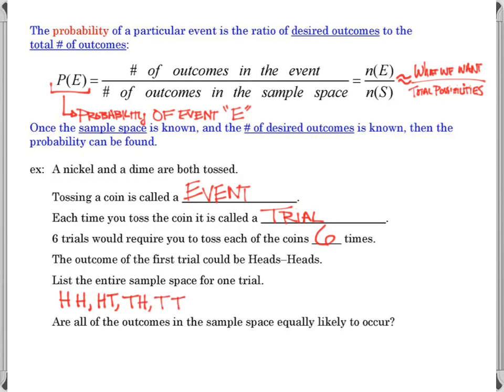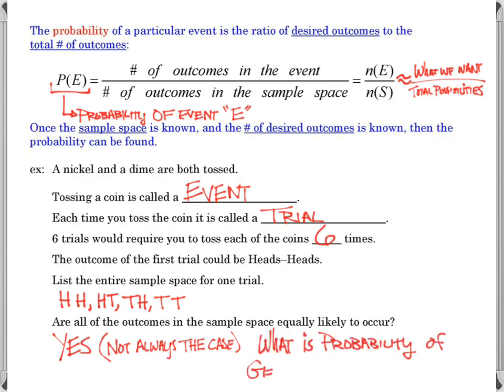We could list all of the different ways it could work. And again, this is our random piece, right? Not always likely that they're always going to be the same, but if we were to divide this up, we'd have the same probability of getting a heads and a heads as a heads and a tail. It's not something that is skewed one way or the other. So we can ask questions that way.